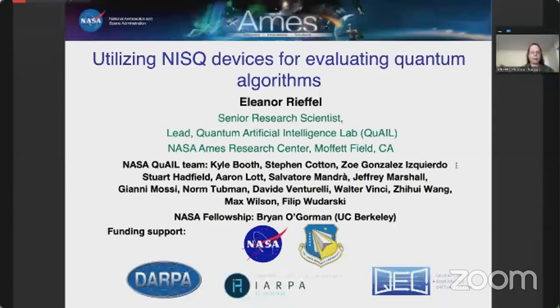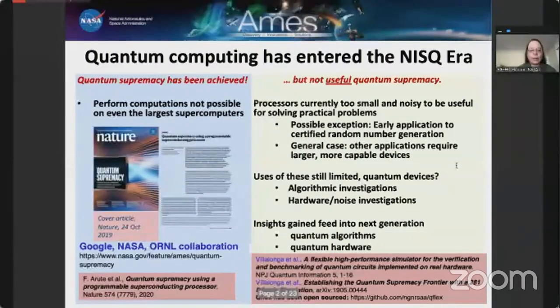I'd like to talk about the exciting next few years in terms of utilizing the devices we have ahead to get more of an insight into quantum algorithms. We're at a really exciting era where quantum supremacy has been achieved, but not useful quantum supremacy. There's the possibility of an early application to certified random number generation, but that's a very narrow application. To go to broader things, such as optimization of various sorts and sampling and broader algorithms, it will be a while. So what can we do with these still limited devices, but that go far beyond what can be done in a reasonable time on supercomputers?